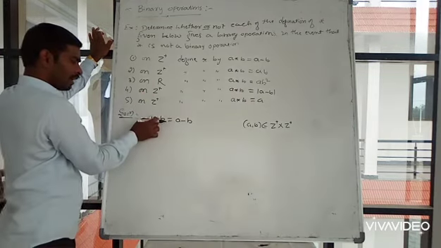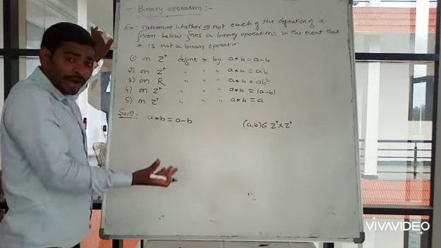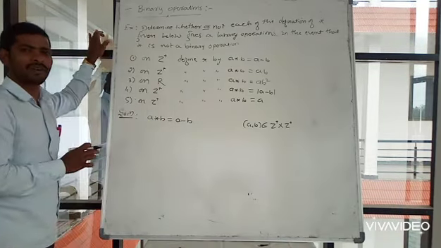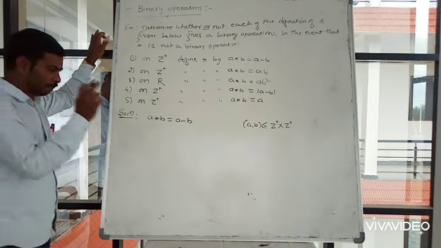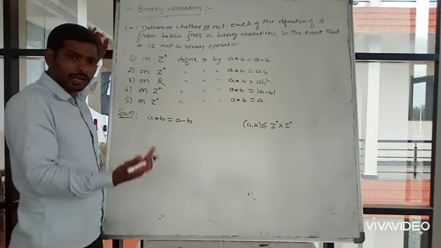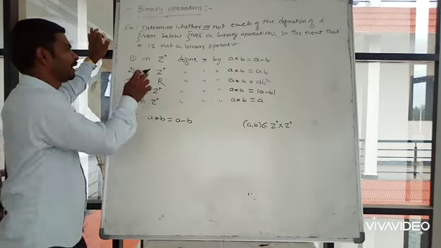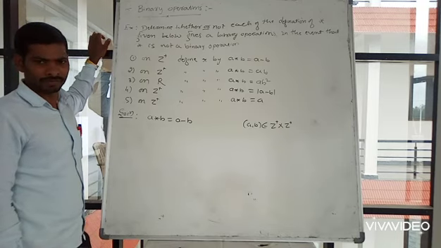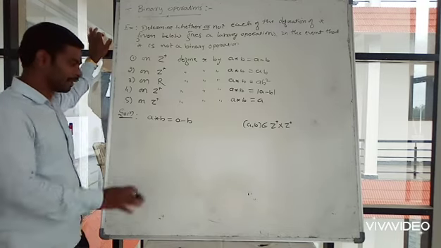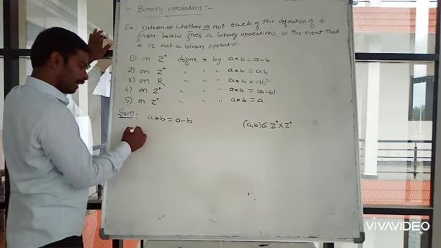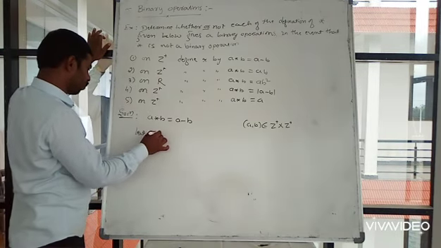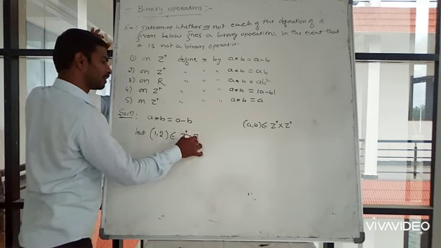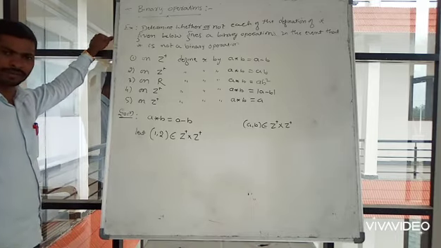This means the operation star must be defined for all ordered pairs A, B of Z plus cross Z plus. If star is not defined at any one point of Z plus cross Z plus, then this is not a binary operation. We are going to check this one. See, in Z plus cross Z plus, 1 comma 2 is one ordered pair.